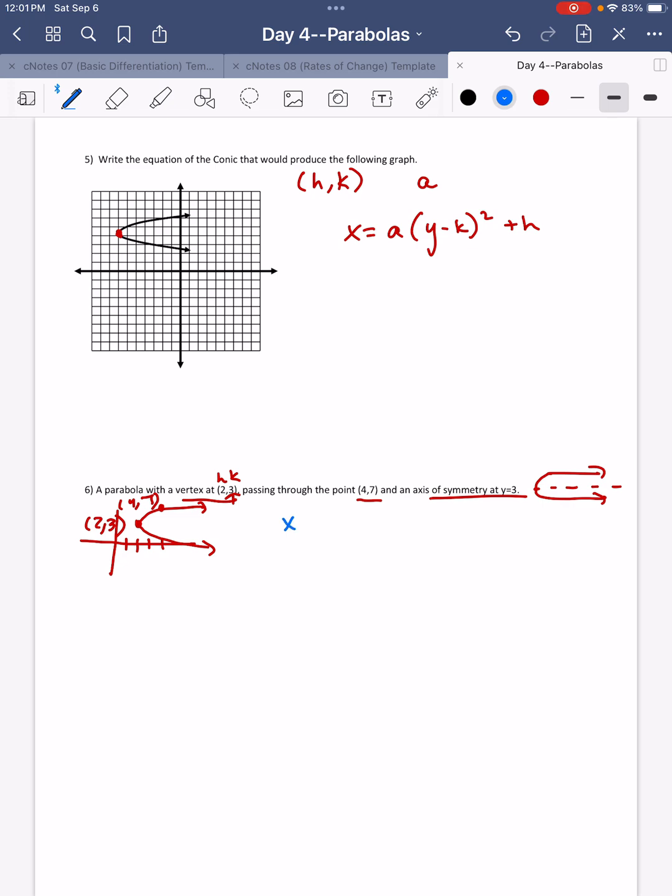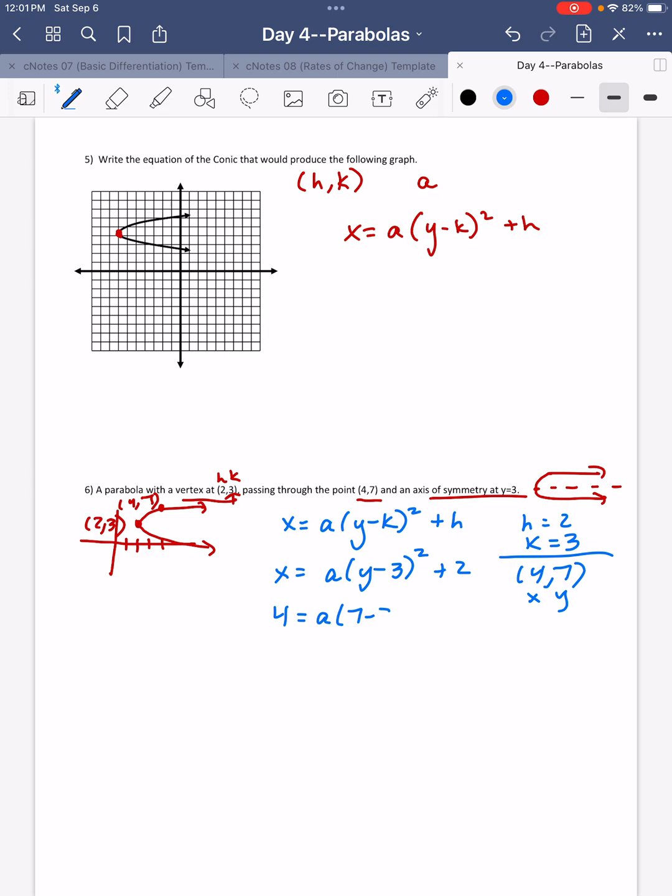So I'm going to start with x equals a, y minus k squared plus h, where my h is 2 and my k is 3. So plug those in first. y minus 3 squared plus 2. Then we're going to use the other point to solve for a. So 4, 7 is going to get plugged in for x, y. 4 equals a, 7 minus 3 squared plus 2.